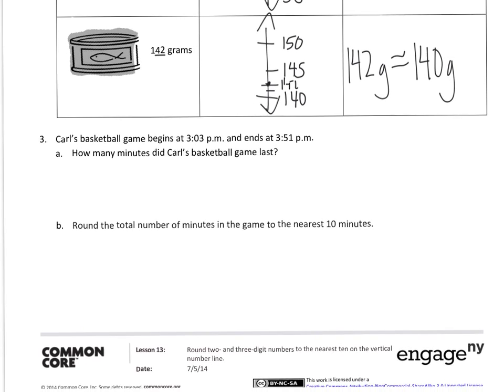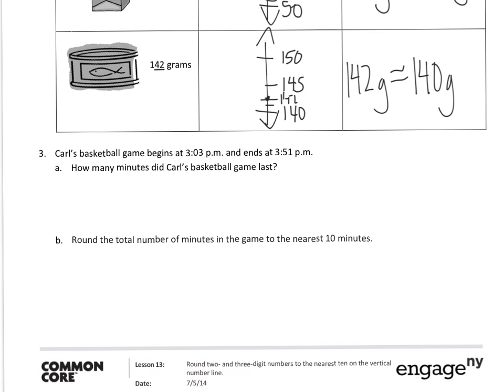Carl's basketball game begins at 3:03 p.m. and ends at 3:51 p.m. How many minutes did Carl's basketball game last? So for this one, you can either use a number line and make jumps, or if we're trying to find the how many minutes, those are subtraction words. So we can just subtract our minutes.